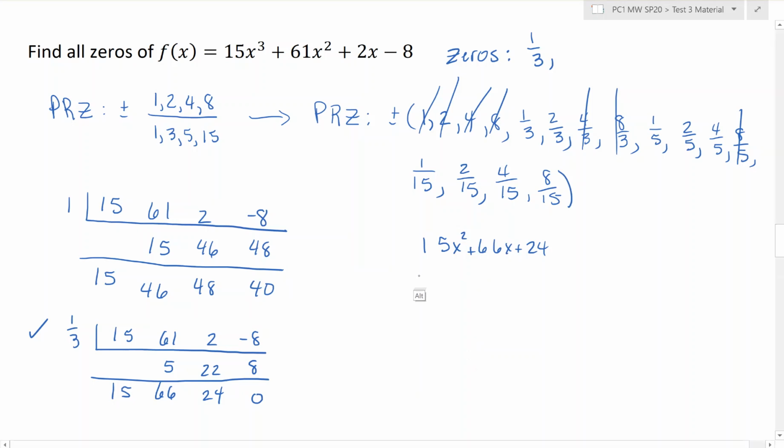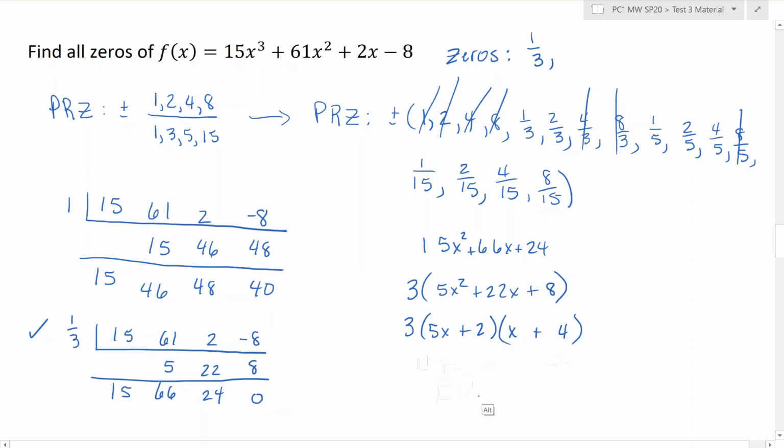So I see that I could take a 3 out, and that gives me a 5x squared plus 22x plus 8, and we'll continue to factor. 5x squared is easy to factor as just 5x and x. Let's try a 4 and a 2 there. That gives me here a 20, and a 2 is 22 for my middle. So I found the other factors.